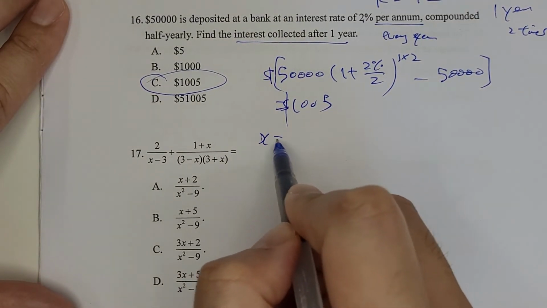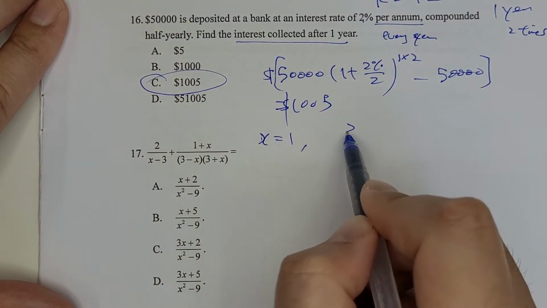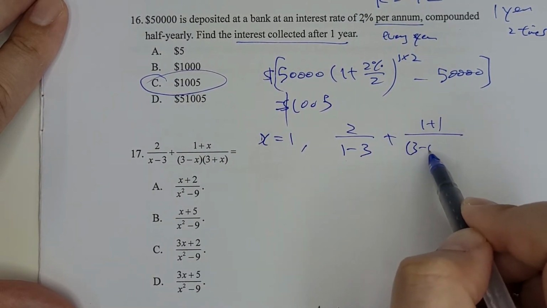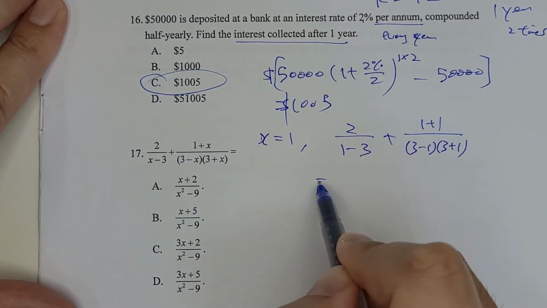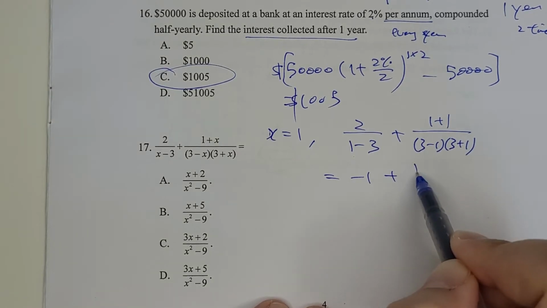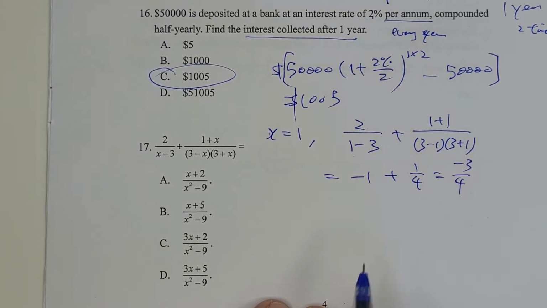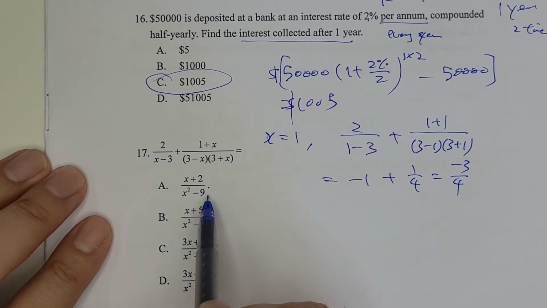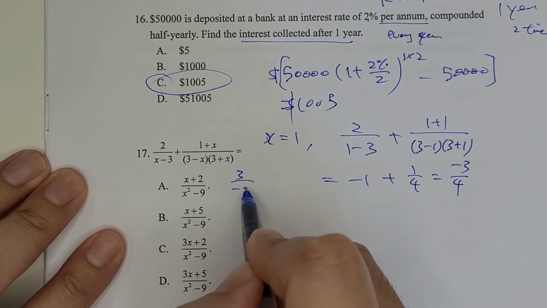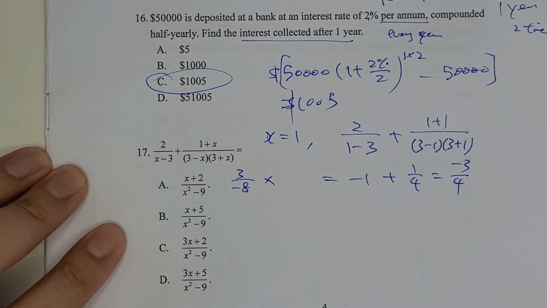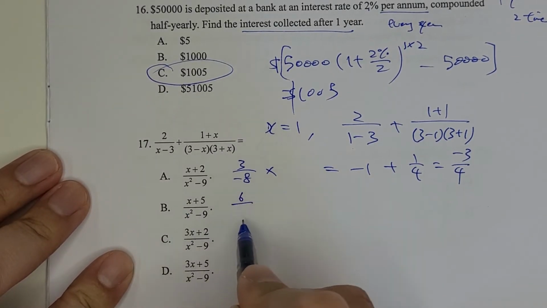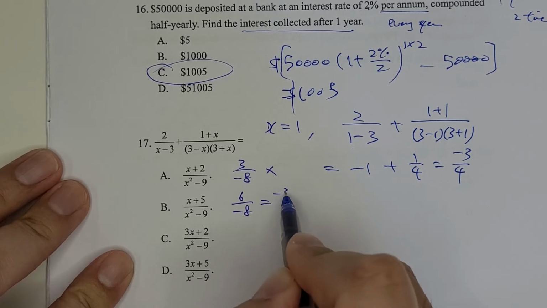When x equals 1, you substitute here: 2 times (1 minus 3) plus 1, plus 1 over 3 minus 1, 3 plus 1. Then just use the calculator. It's quite simple. Negative 1 plus 1 over 4, that is negative 3 over 4. So substitute x equals 1 in this option also. That becomes 3 over negative 8. So not correct. Substitute x equals 1 in B. So 1 plus 5, that's 6, and then negative 8. Simplify, become negative 3 over 4.